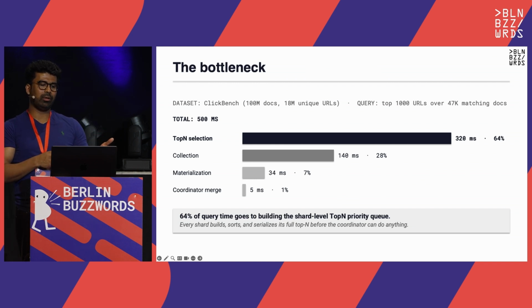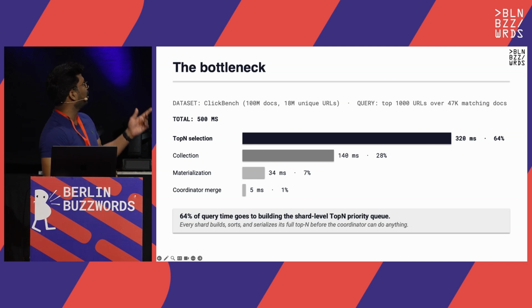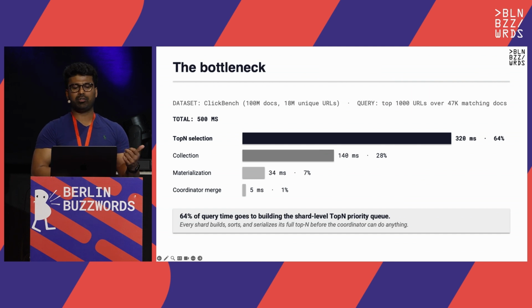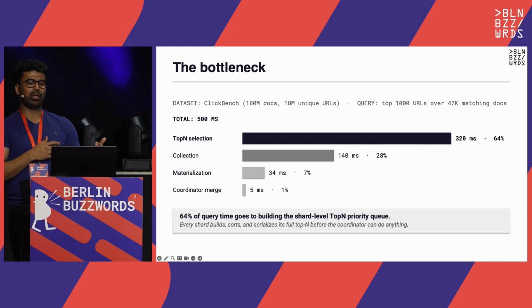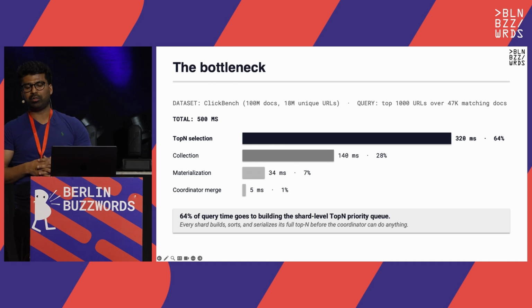Reading the doc values takes almost 140 milliseconds. The second part, collection, is the part that we have been talking about and have optimized, right? But you can see that the coordinator merge is just 5 milliseconds, almost free. Materialization, converting ordinals back to actual string keys, takes about 34 milliseconds, which is again manageable. But top n selection takes 320 milliseconds. That's more than 64% of your total query time.